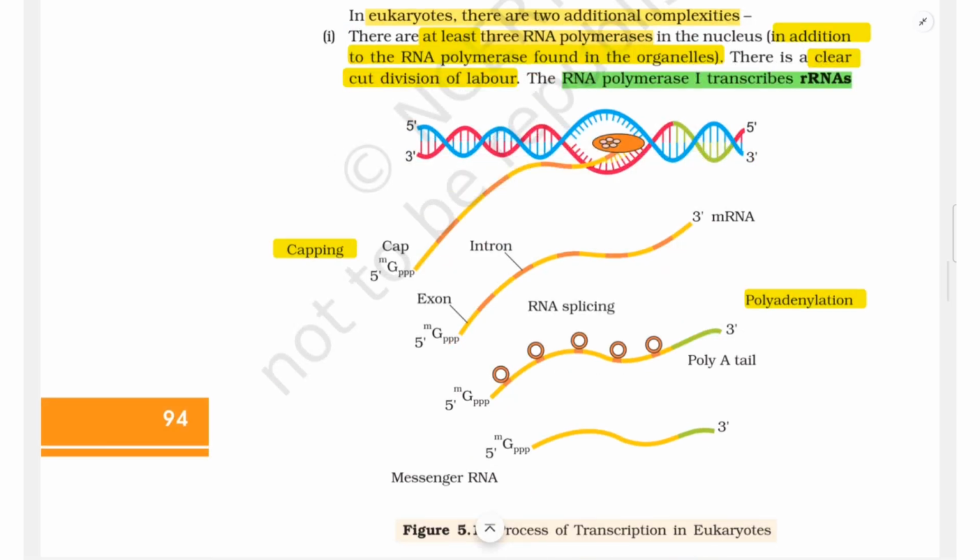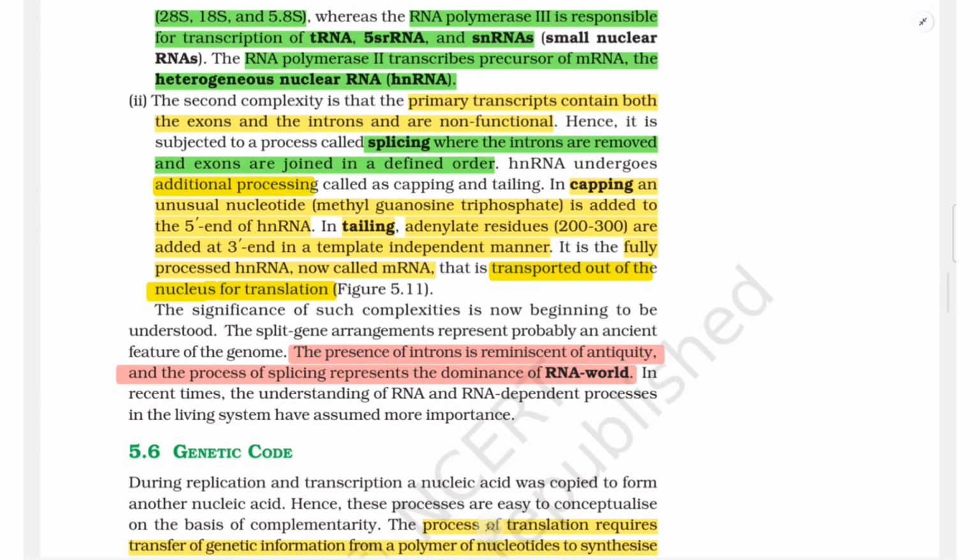In eukaryotes, there are two additional complexities. Number one, there are at least three RNA polymerases in the nucleus in addition to the RNA polymerase found in the organelles. There is a clear-cut division of labor. The RNA polymerase 1 transcribes rRNAs 28S, 18S and 5.8S, whereas the RNA polymerase 3 is responsible for transcription of tRNA, 5S rRNA and snRNAs, small nuclear RNAs. The RNA polymerase 2 transcribes the precursor of mRNA, the heterogeneous nuclear RNA, that is hnRNA.